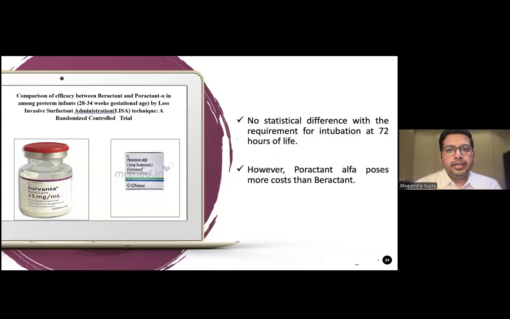But some studies have shown that there is no statistical difference between Curosurf and other surfactants. There is a financial constraint regarding Poractant alpha, that is Curosurf, because it is costlier among all the surfactants.